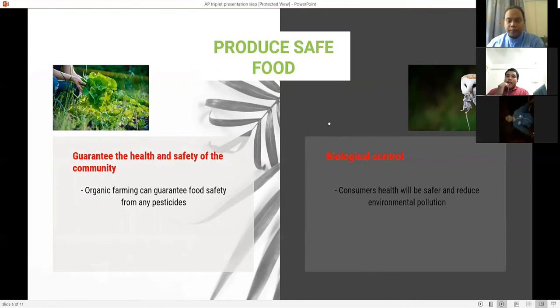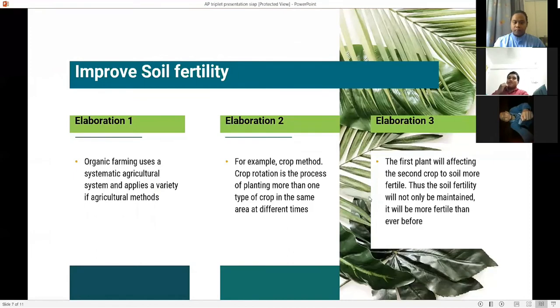Okay, the second idea is biological control. What is biological control? Naturally, organic cultivation will produce food that is chemical free, which uses animals to control pests from attacking crops. For example, with the protection of owls, pests like mice can be reduced. So consumer health will be safer and environmental pollution reduced. Okay, so I will go to Izzat to continue the second main point.